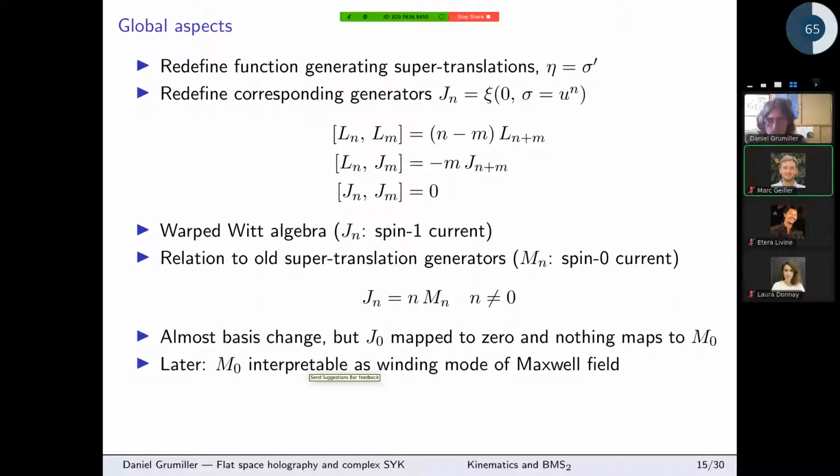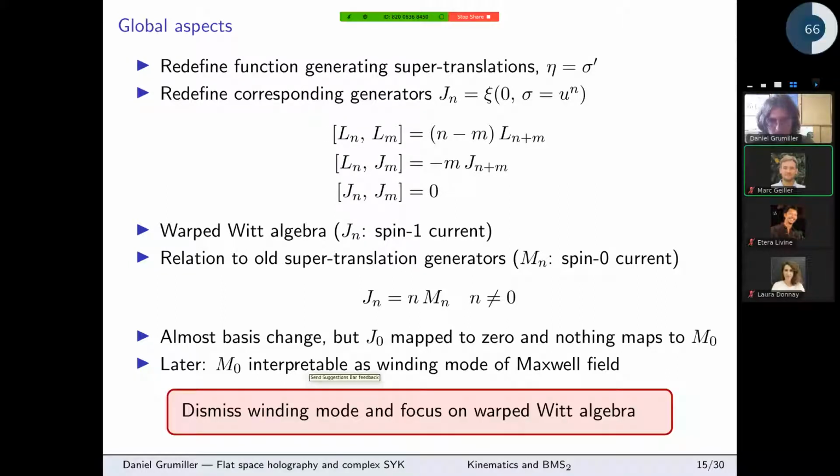Later we'll see that M_0 is interpretable as a winding mode of a Maxwell field. For most of my talk, I'm going to dismiss this winding mode and focus instead on the warped Witt algebra. Up to this issue of zero modes, we can use the BMS2 algebra or this warped Witt algebra interchangeably. In my talk, I'm going to focus mostly on this warped Witt algebra.